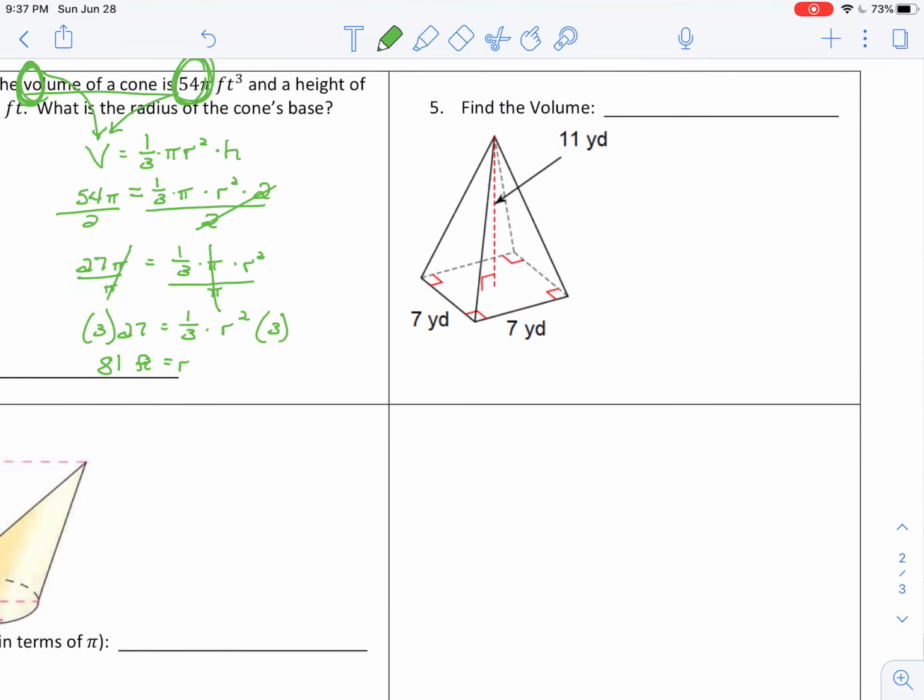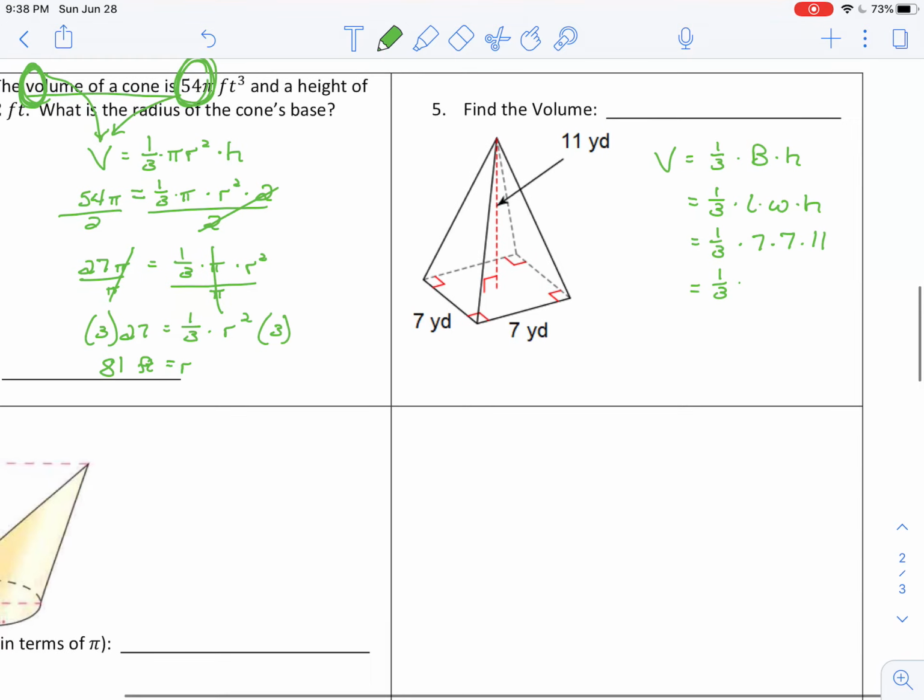Example 5, find the volume. So we're back to actually finding V, but hold up, this is not a cone. Always pay attention to your shape. It's a pyramid. Specifically, the base is a square for this pyramid. So I'm going to use 1/3 length times width times height. There's nothing particularly difficult about this problem other than stop and read the problem and figure out what shape you're using, figure out what formula you should also be using.